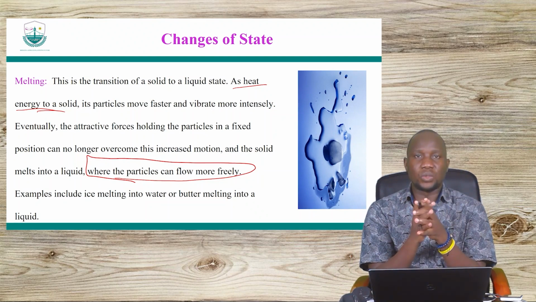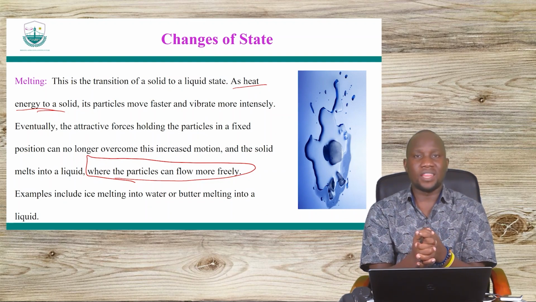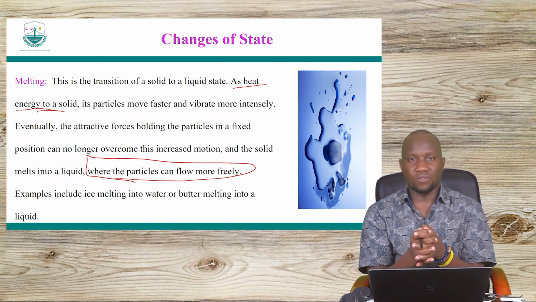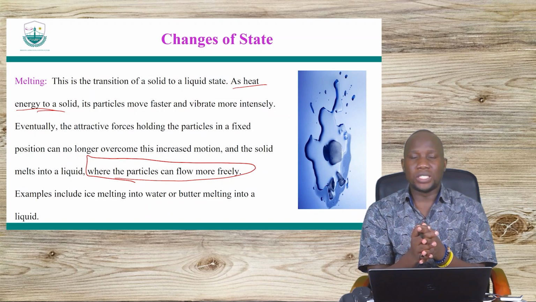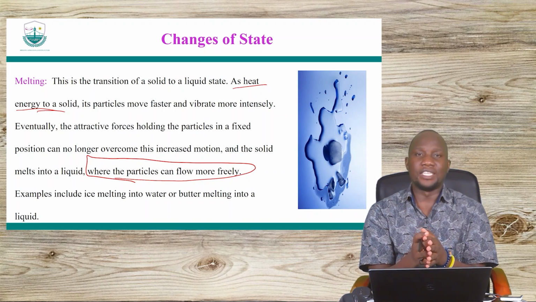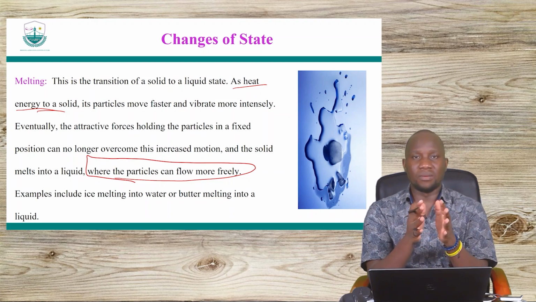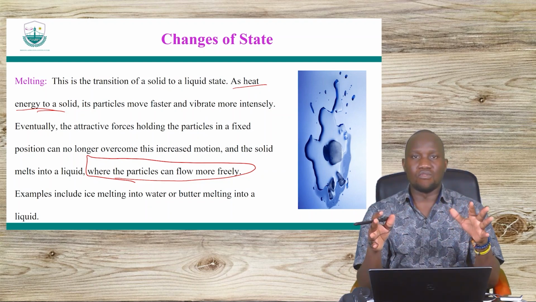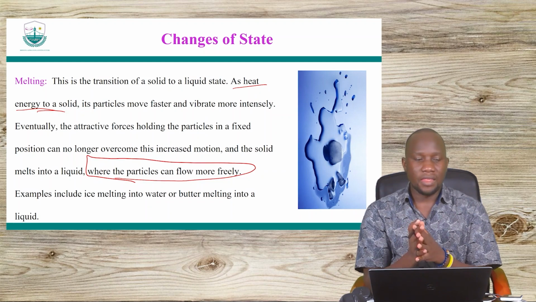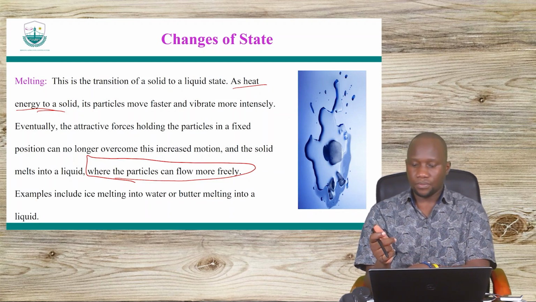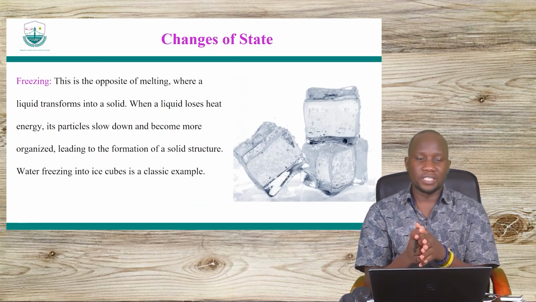The particles in solids are closely packed together, held by strong forces of attraction. For you to melt it, you need to subject it, the solid, to high temperatures. You heat it until you reach the boiling point. At the boiling point, the bonds are broken and the particles move freely. That is melting, okay? Then we move to freezing.